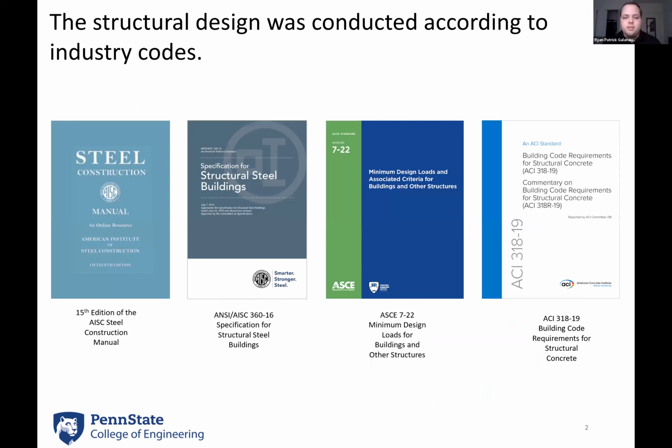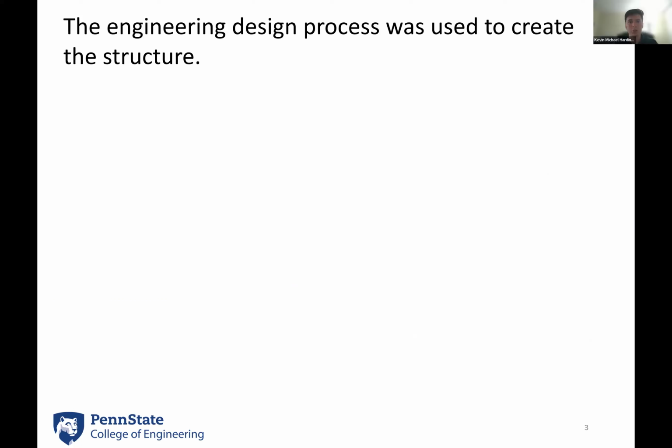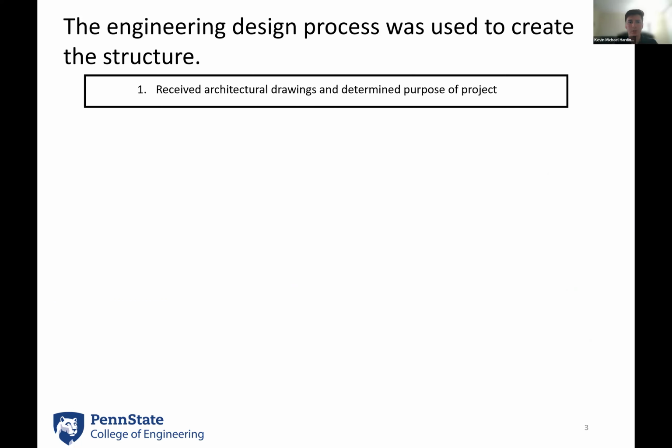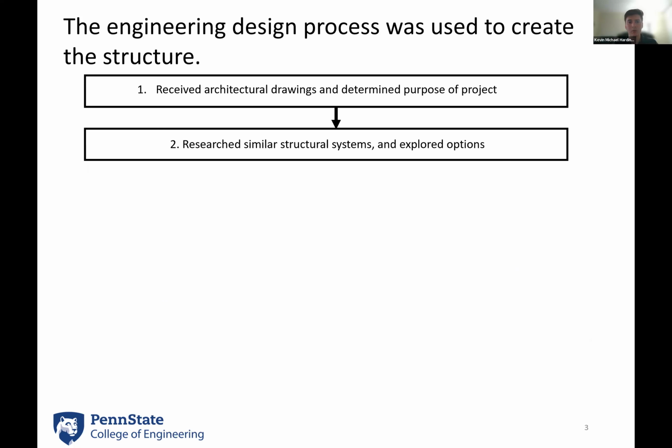Design was conducted according to industry standards and codes. ASCE 7-22 and the AISC Steel Construction Manual were used extensively for this project. The engineering design process was used to create the structure. We first received the architectural drawings and determined the purpose of the project. We then researched similar structural systems and explored our options.